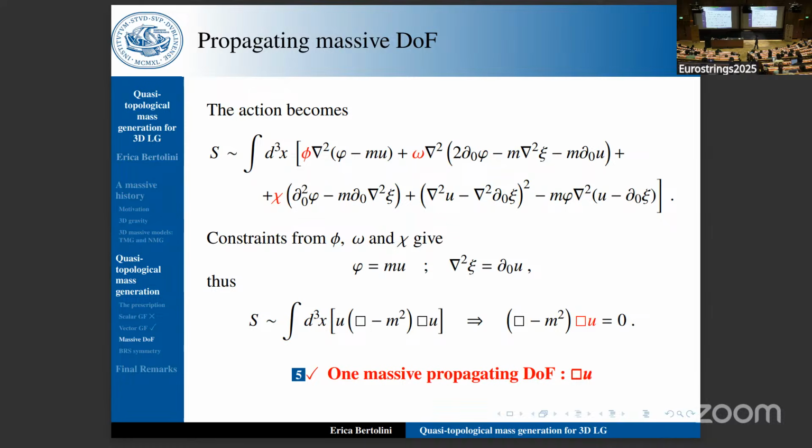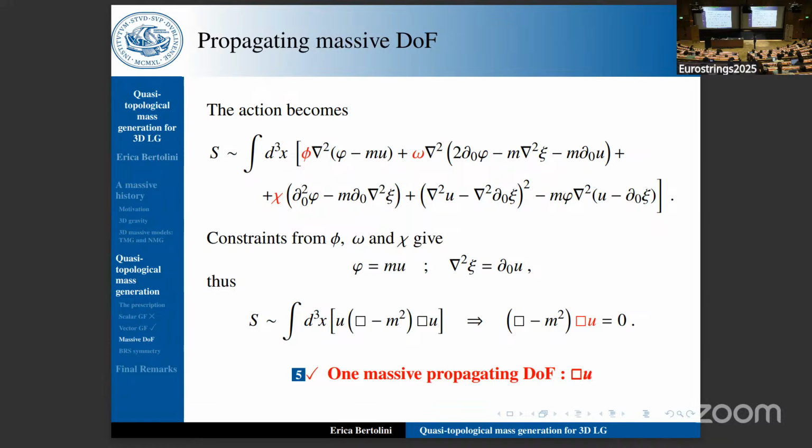And then we can look at the action in terms of this decomposition. We see that some multipliers appear that we can integrate out, and they give us some constraints for our theory, which gives us in the end the following action term. This depends on only one scalar, and the equations of motion are telling us that this is the one related to the massive Klein-Gordon equation. So the massive propagating degree of freedom is 1, and it is this box of U.